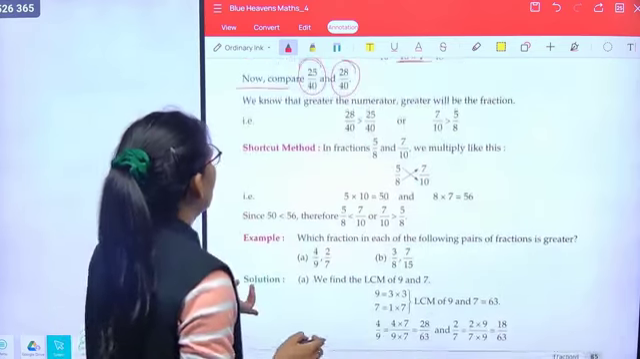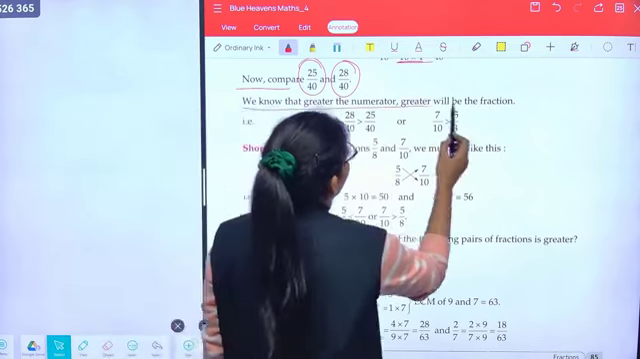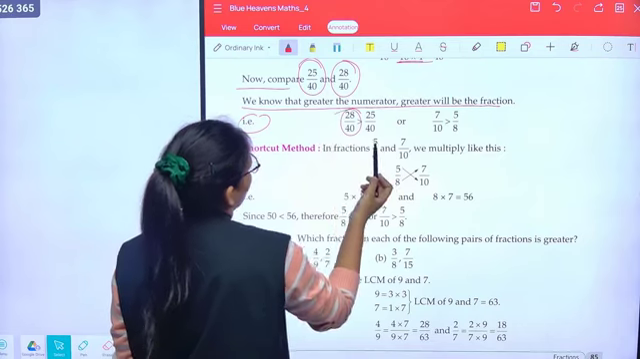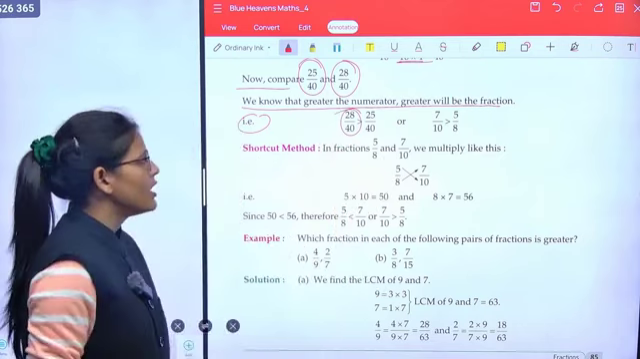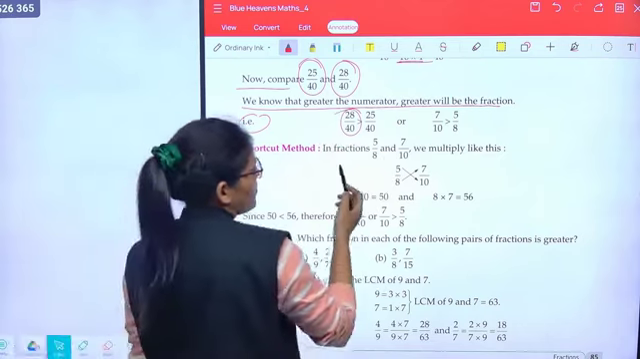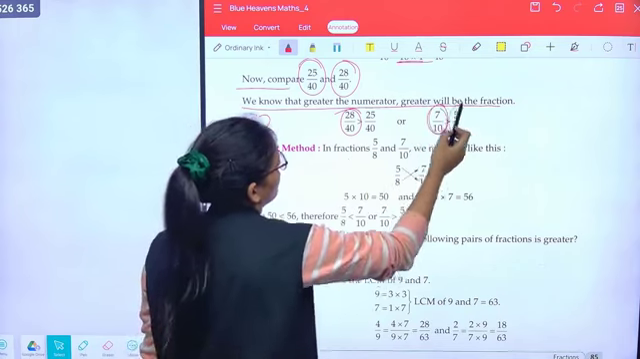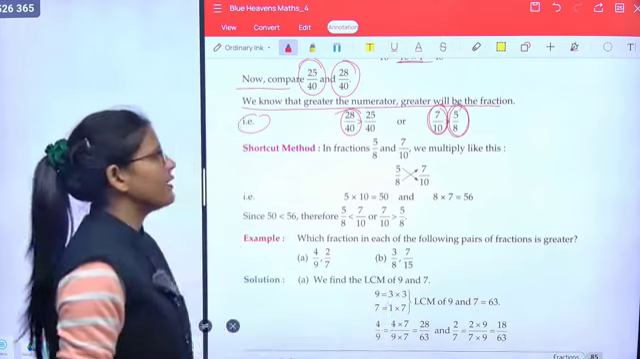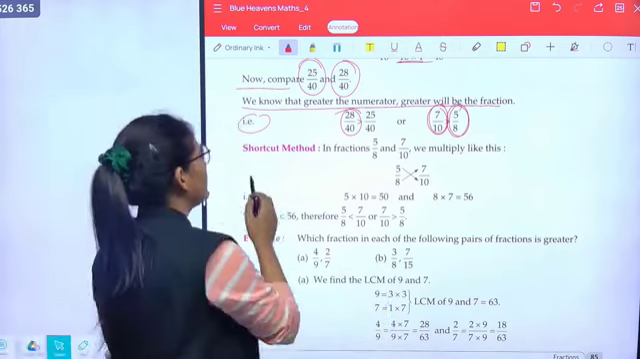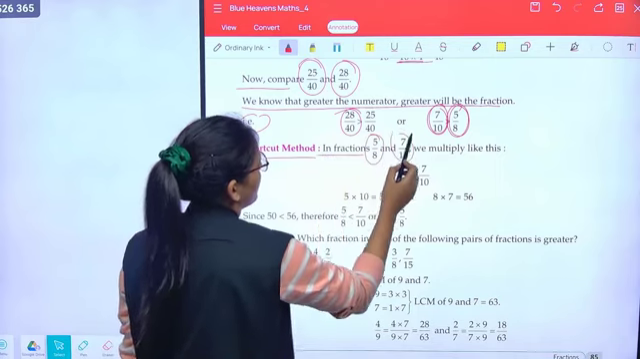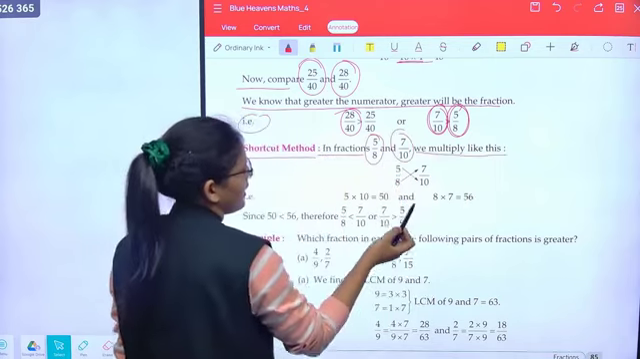Now we know that the greater the numerator, the greater will be the fraction, that is 28 upon 40 is greater than 25 upon 40. We can write it as 7 upon 10 or 5 upon 8. 7 upon 10 is greater than 5 upon 8. Shortcut method: in fractions 5 upon 8 and 7 upon 10 we cross multiply like this.